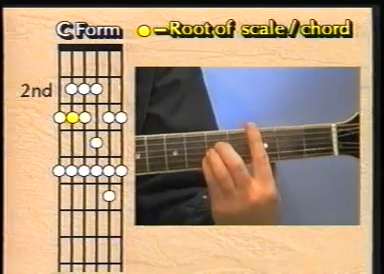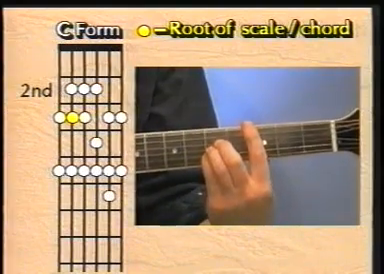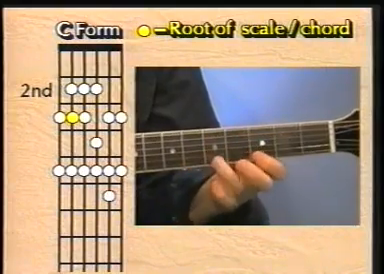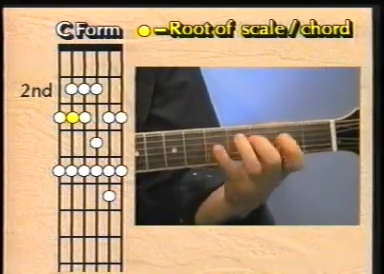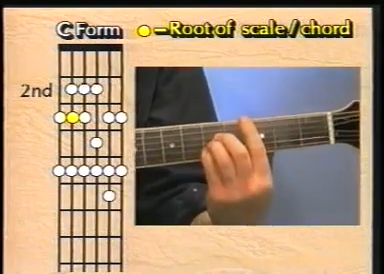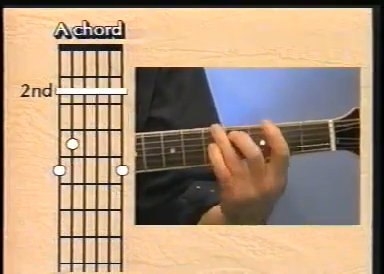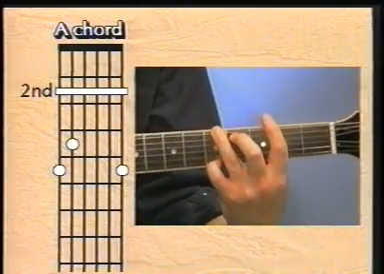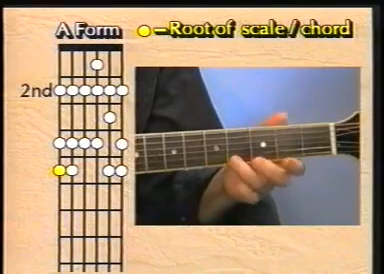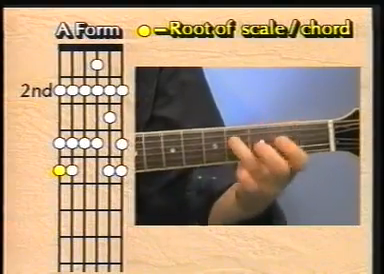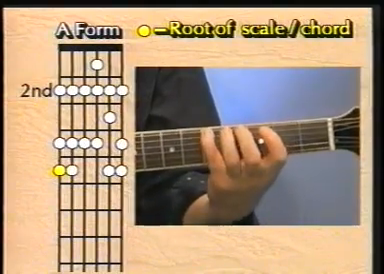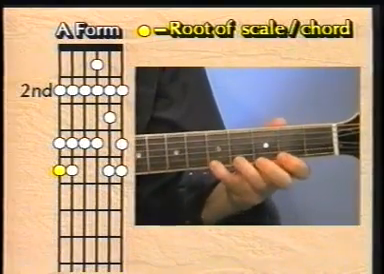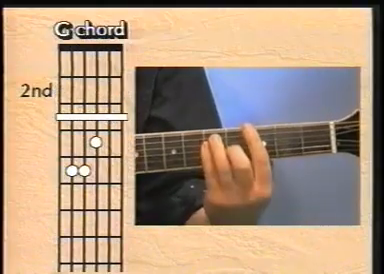Here at the 3rd fret, we have C major. So we'll call this the C form. The A form. You might not be too familiar with this shape as a bar chord. This is the scale. Here's the G form.